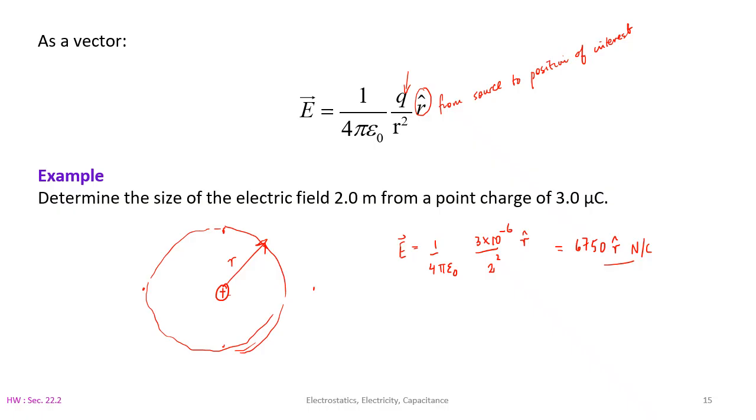The R hat means that the direction of the electric field is going to be in the direction of R to that point. So R to this point over on the top left looks like that. So R hat must be pointing in that direction. So that's the direction of the electric field. So everywhere you go around this circle, the electric field is going to point outwards along the direction of that R vector.